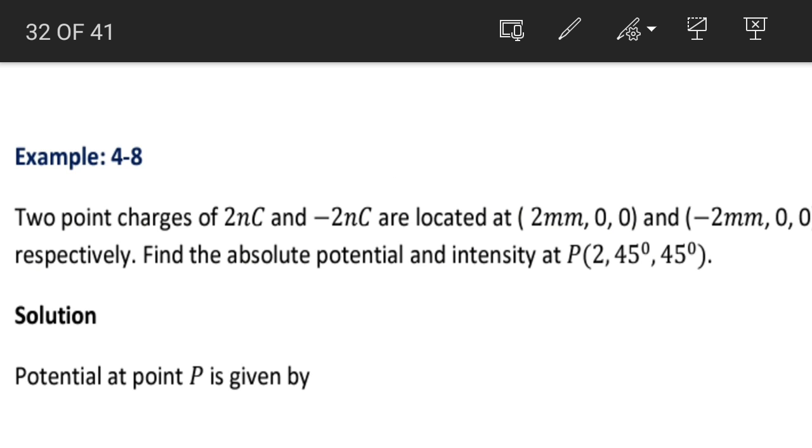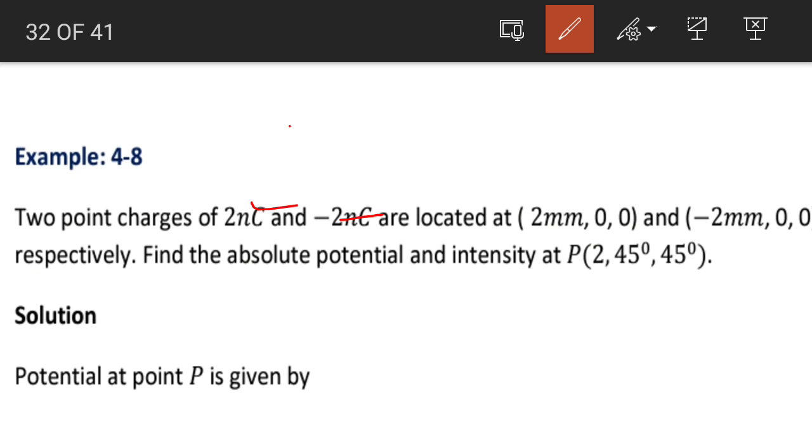Example number 4.8. 2-point charges of 2 nanocoulomb and minus 2 nanocoulomb are located at 2 millimeter 0 0 and minus 2 millimeter 0 0 respectively. Find the absolute potential and intensity at P. Point P is in the spherical coordinate system. R is 2, theta is 45 and phi is 45. Okay, so this is an electric dipole.